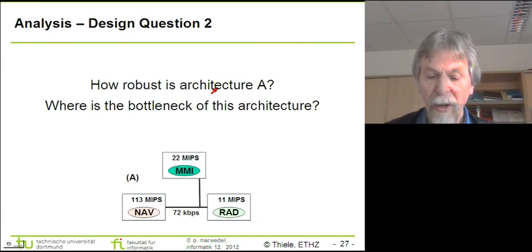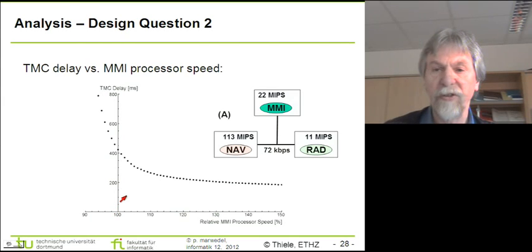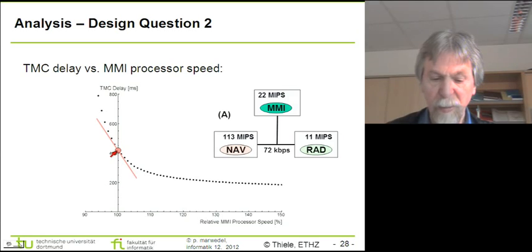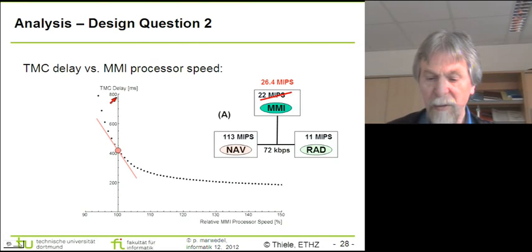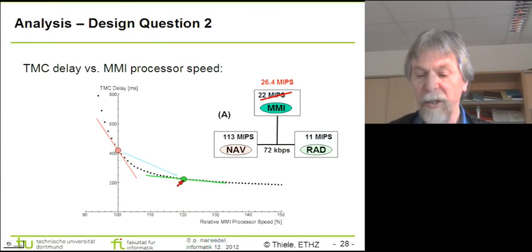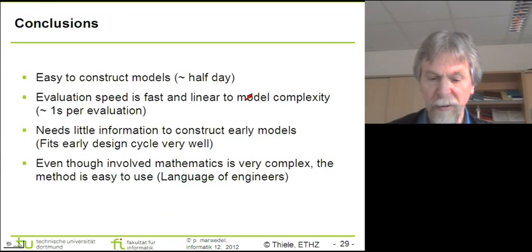We can try to figure out why this architecture A is so poorly performing. We can try to figure out where in this architecture we actually have a bottleneck. For this purpose we can incrementally change the parameters of our architecture. For example, we can incrementally change the relative speed of the processor that we're using for the man-machine interface, and we can see that with the initial speed we have a very large delay for the incoming TMC messages. However, if we replace that processor by a somewhat faster processor, we can reduce that delay significantly, so architecture A could be used as well if we would modify the speed of the processor which is used here.